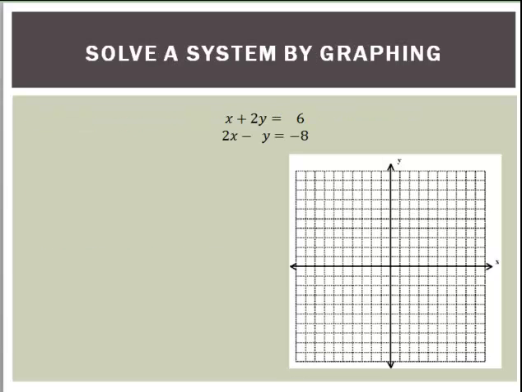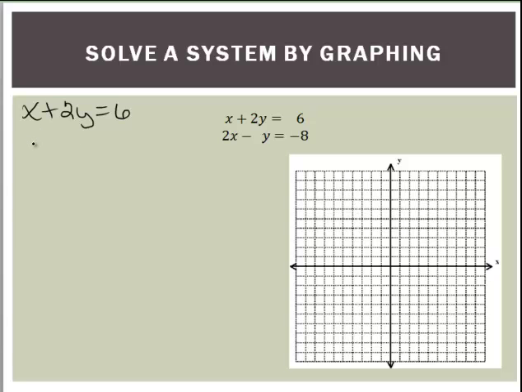So let's try this by graphing first. Before we begin, we need to put the equations in a form where we can actually graph them. If you look at the first one, we have x plus 2y equals 6. I want to put it in slope-intercept form. You don't even have to do that. You could find x and y intercepts and graph it that way. It just seems like most people like slope-intercept form the best.